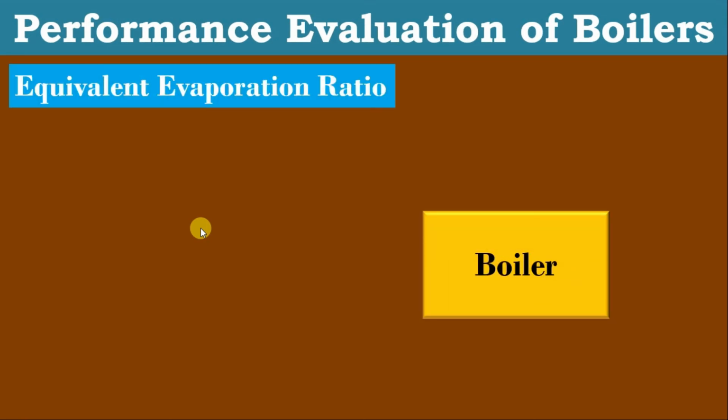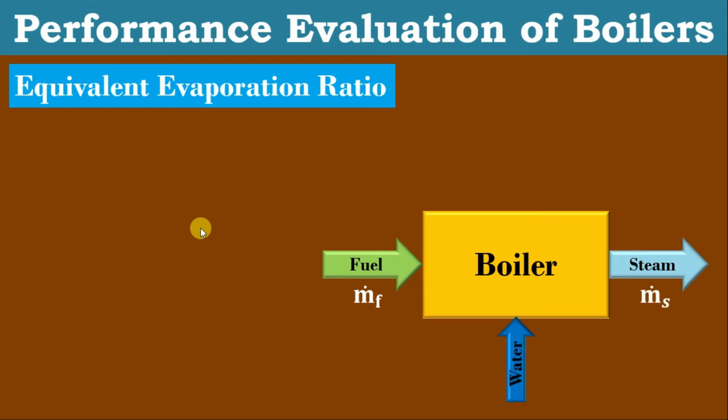So here let's take an example, we have a boiler. We are supplying some amount of fuel and it generates steam. The given fuel is MF and the generated steam is MS. To generate steam, we need to supply water. The amount of water we are supplying, the same amount of steam will be generated. That's why we have taken M dot S.